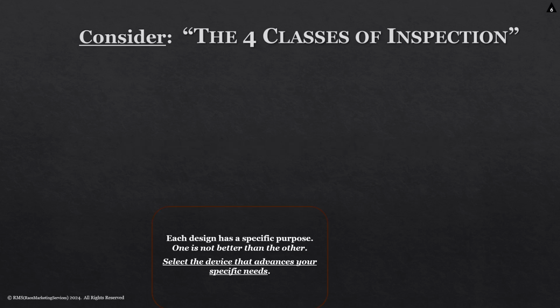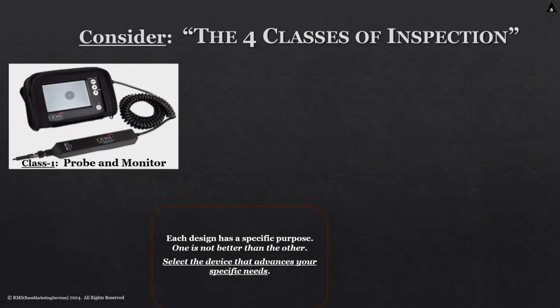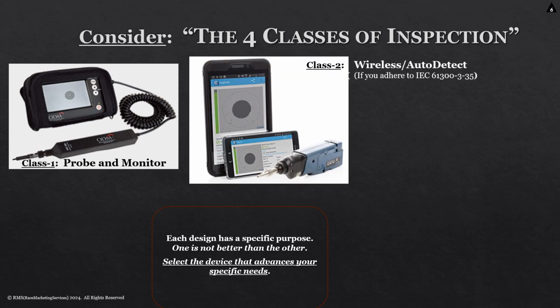I break inspection into four classes. One isn't better than the other. Each one has a specific purpose. Class 1 is the traditional probe and monitor. 200, 400, this particular one is about 130x, has a wider field of view, and begins to define the total horizontal end face beyond IEC 61300 3.35.